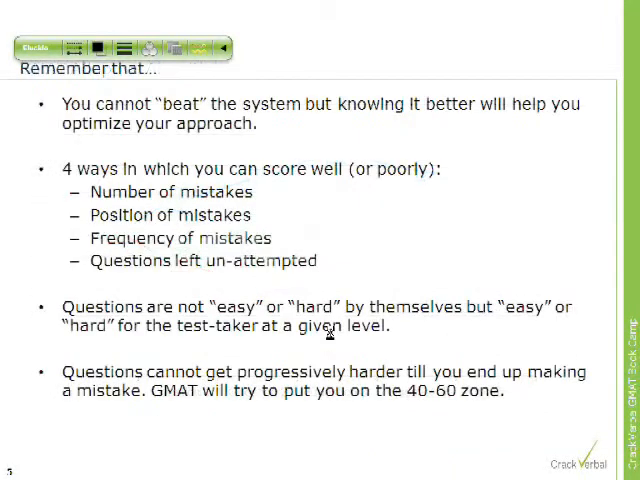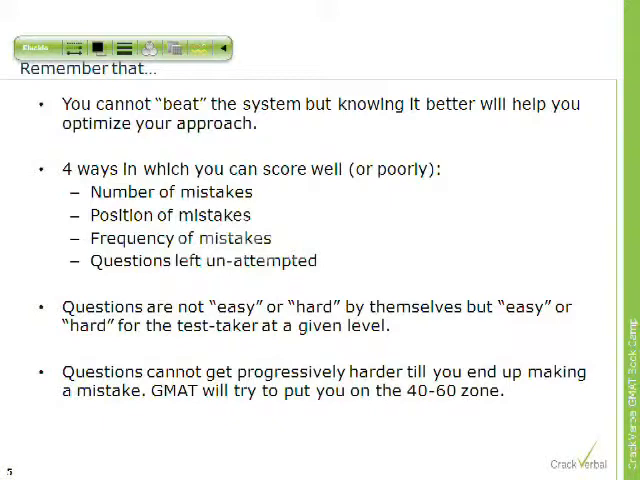Again, don't worry too much on the algorithm. Remember that you cannot beat the system, correct? You cannot beat it. It is just to optimize your approach. So there are 4 ways in which you can score well or score poorly, which is obviously the number of mistakes. If you want to get 800, get all the questions right, you will get 800, correct?